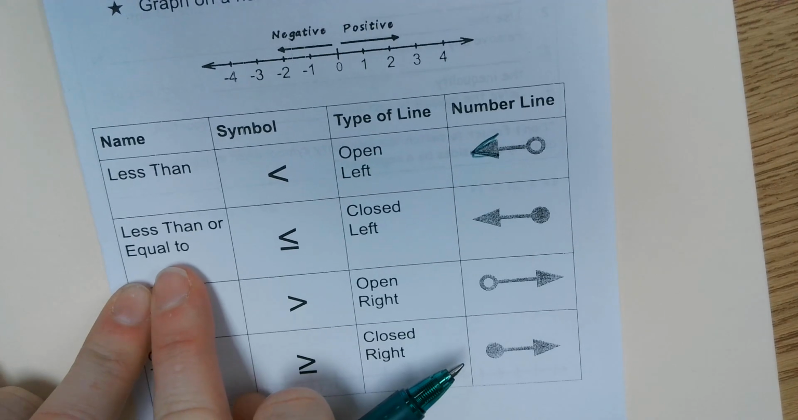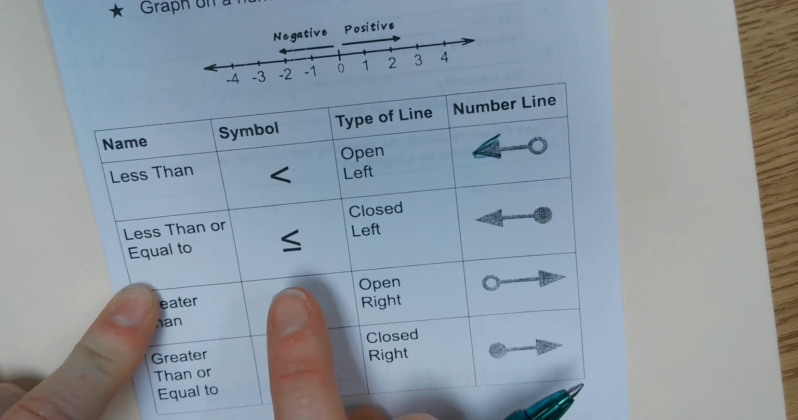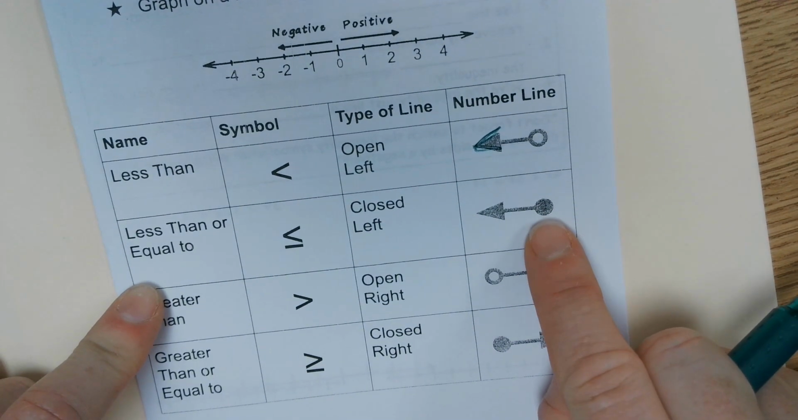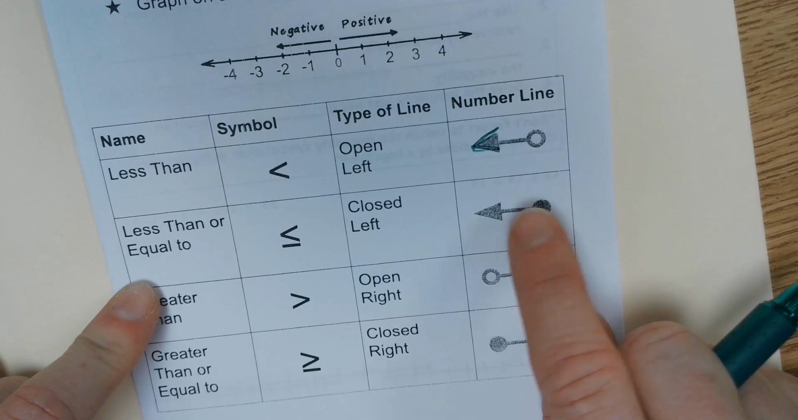A less than or equal to. Equal to means it includes whatever number it is. So it could be like x is less than or equal to 2. That means it's 2 or smaller. So 2, 1, 0, -1. You have a shaded or a closed circle and it goes left.